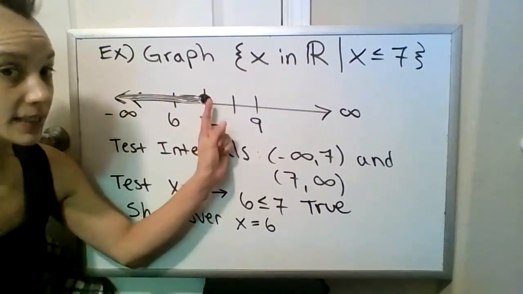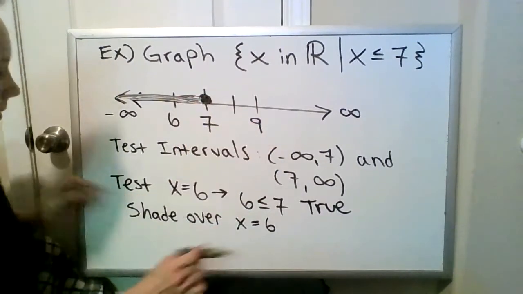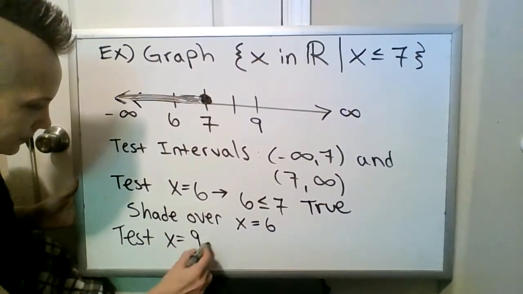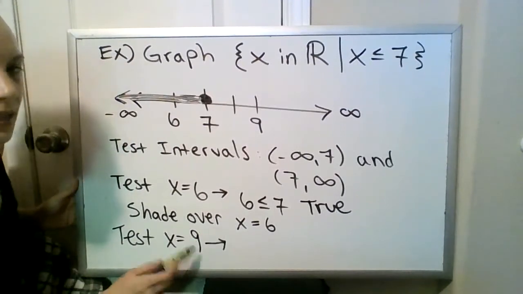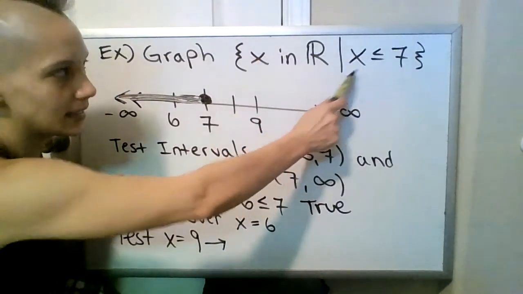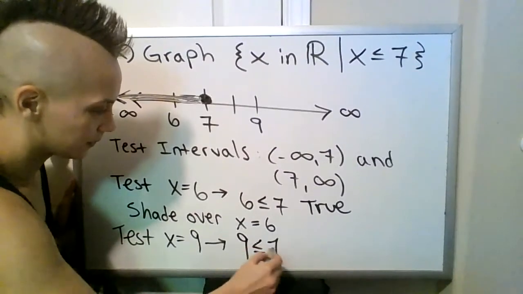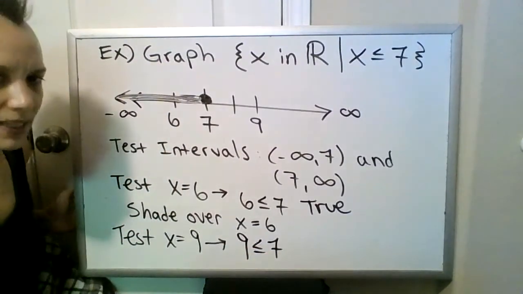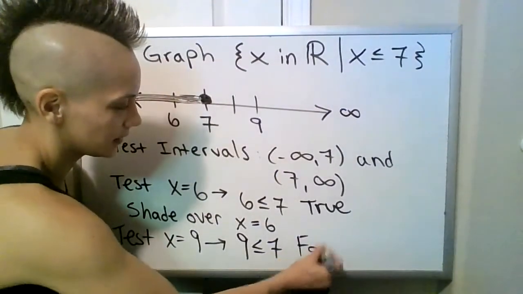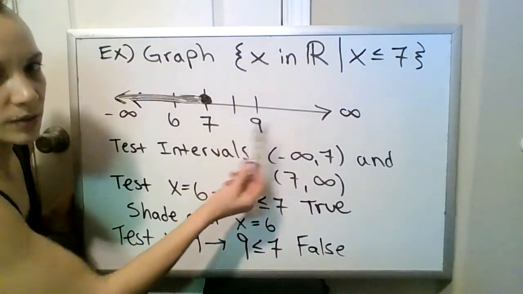Let's just make sure that we did shade the right side and test x equals 9. Put in 9 to the set. 9 is a real number. Cool. Is 9 less than or equal to 7? Nine is not less than 7, 9 is not equal to 7. This is false. So we do not shade over that test point.